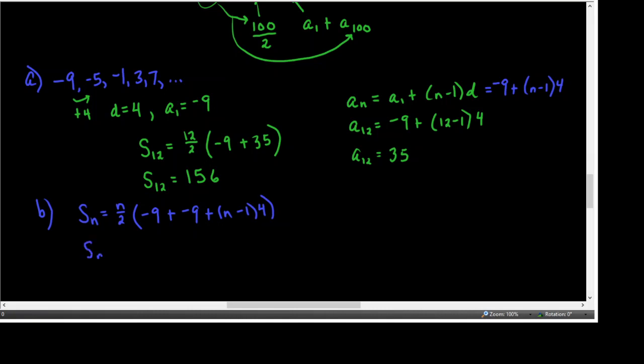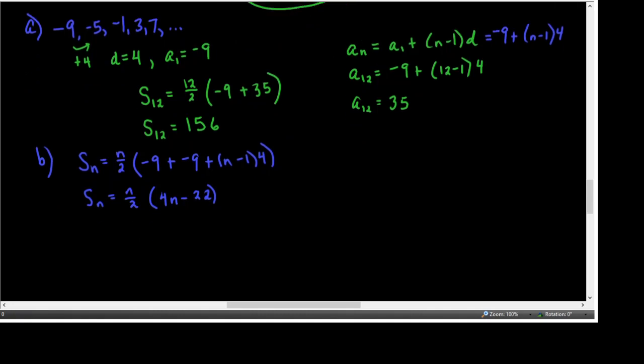And so simplifying that just a little bit inside the parentheses, that's negative 18 plus 4n minus 4. Negative 18 minus 4 is negative 22. So that becomes 4n minus 22. So there's a formula for S sub n for the sequence defined above. And then we're supposed to find the sum of the first 60 positive integers.